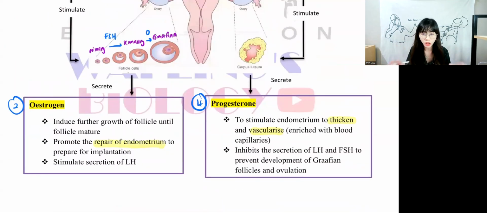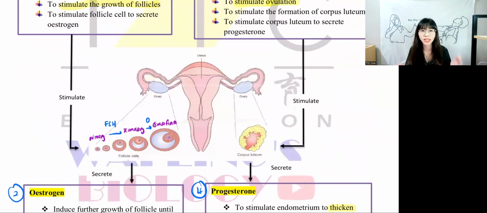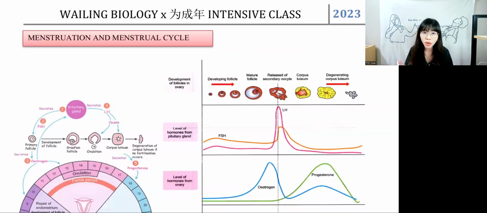Okay, all of these hormones, remember, they have to come in a sequence. FSH, estrogen, LH, progesterone. Okay, 1, 2, 3, 4. It comes in a sequence. Why do we have to know they come in a sequence? Because on the next page over here, you can see that in exam, they always ask in graph.